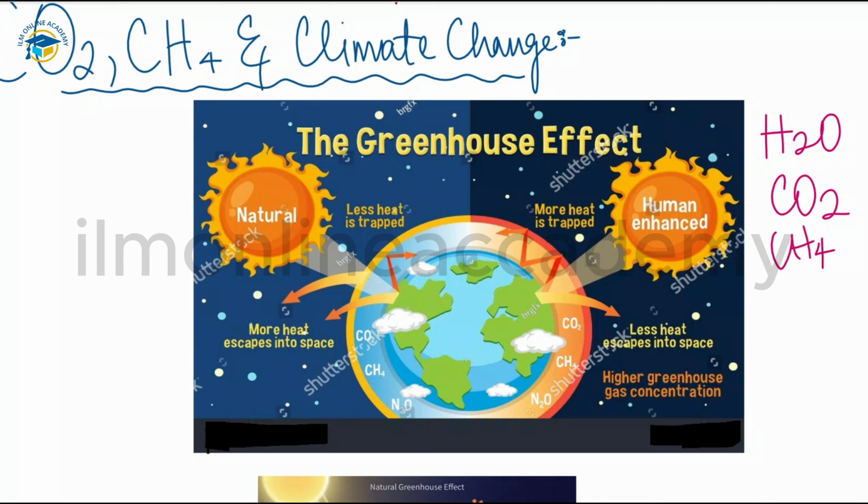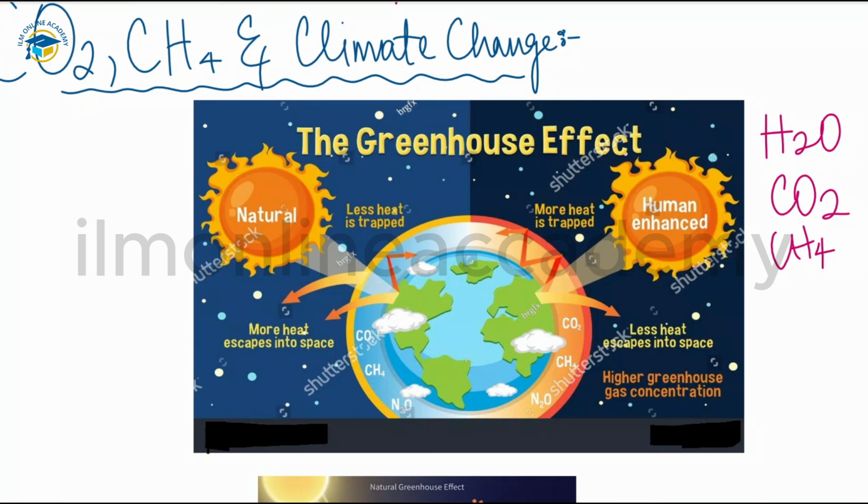And if we talk about methane, it is also a greenhouse gas. Methane release is linked to increased cattle farming and more waste being generated by larger populations. So how do carbon dioxide and methane cause global warming or the greenhouse effect?